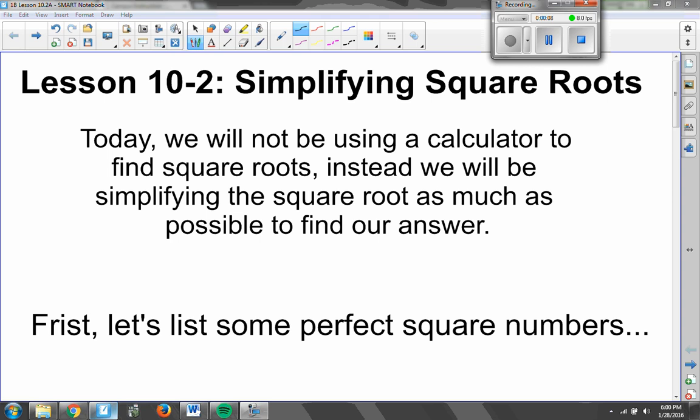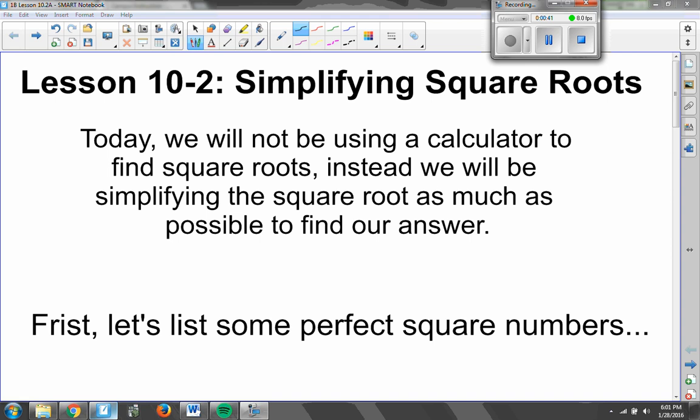Tonight we will be simplifying square roots, or simplifying radicals, as your book calls them. On Monday, and up until this point in the class, when we've done a square root, we've just used our calculator to get a decimal approximation for that square root. Today, we will not be using our calculator to get a decimal approximation for a square root. We will be simplifying the square root as much as we possibly can and leaving a square root in our answer. You'll see what I mean in just a minute.